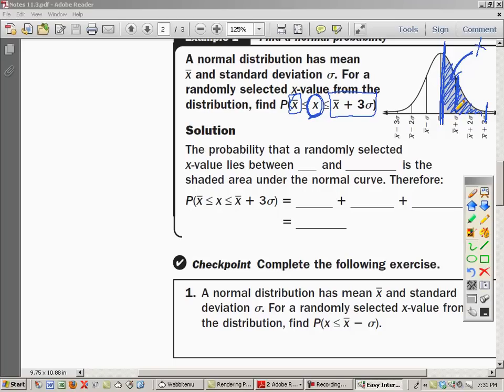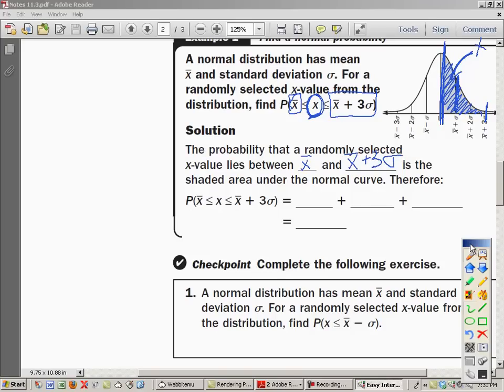Okay, so the probability the randomly selected x value lies between x bar and x bar plus 3 sigma, and all we're saying here is between the mean and 3 standard deviations above, that would be that shaded area under the normal curve. So we're going to break that up into chunks. The probability that it's in this area right here, we know is 34%.